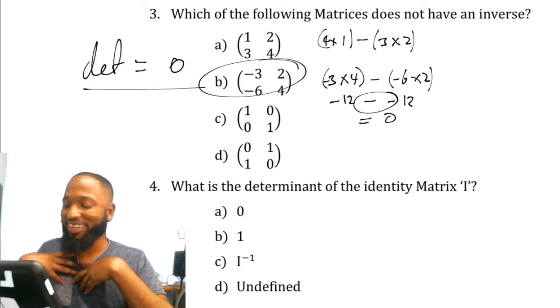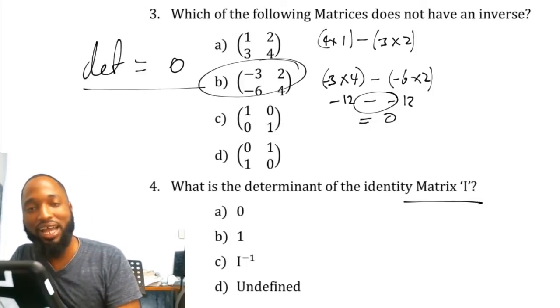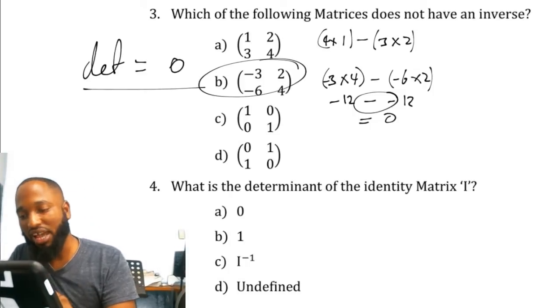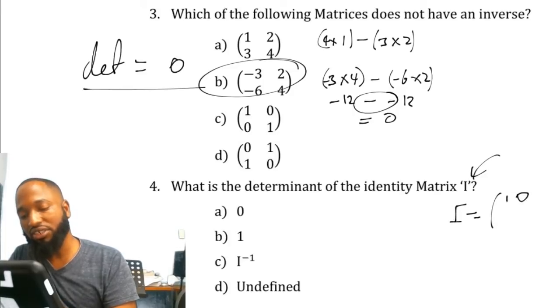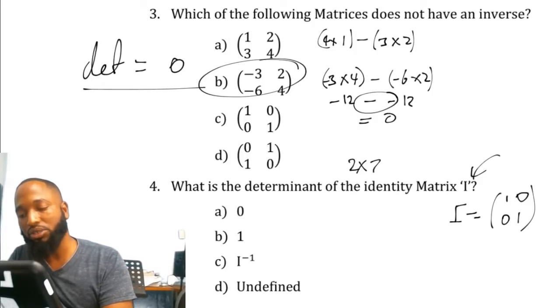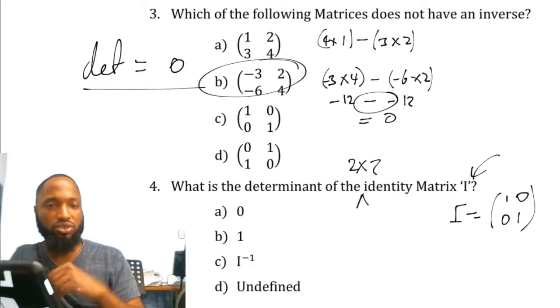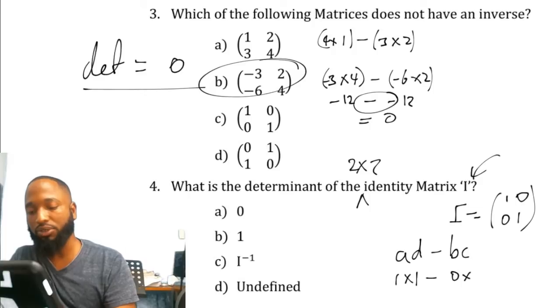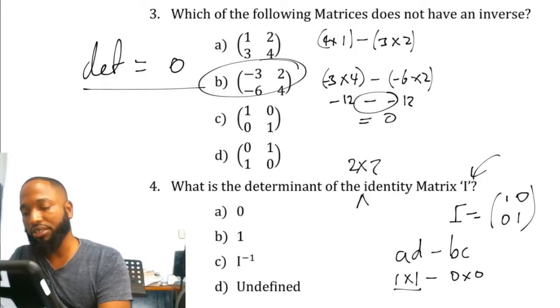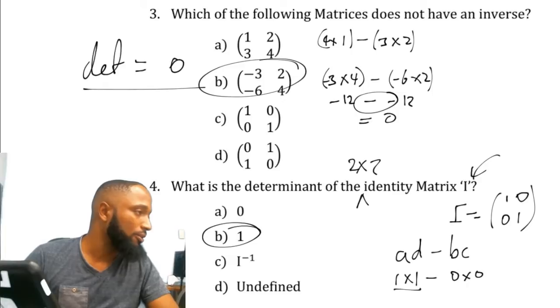What is the determinant of the identity matrix I? We use I sometimes as a symbol to represent the identity matrix. They should have said 2 by 2, and by they I mean me. The 2 by 2 identity matrix is 1 0 0 1, with the diagonal ones. The determinant is the same thing, AD minus BC, so it's 1 times 1 minus 0 times 0, which is 1. So 4 is B. Well done.